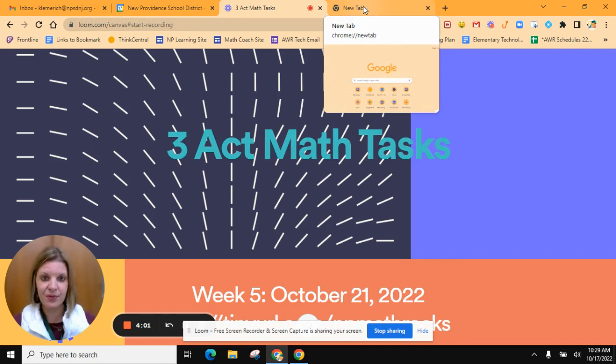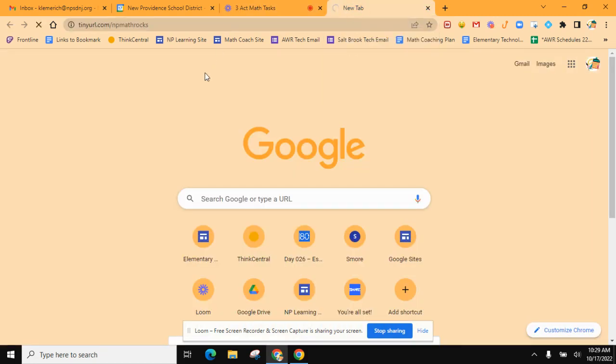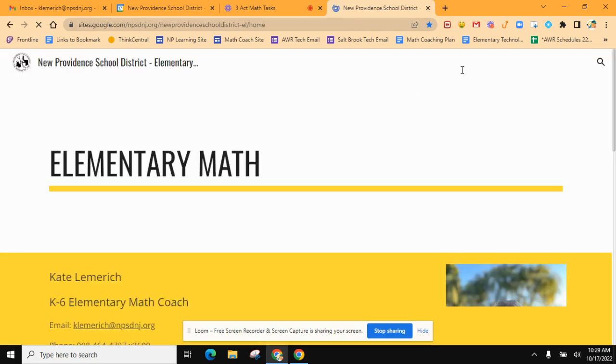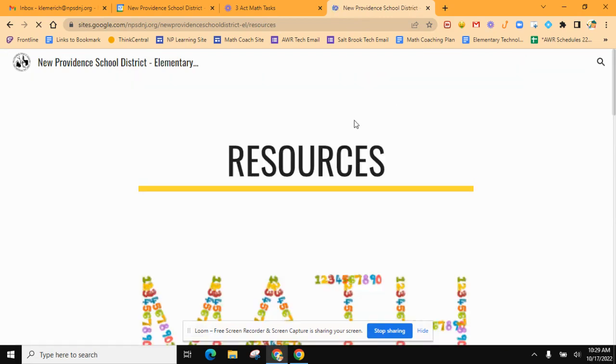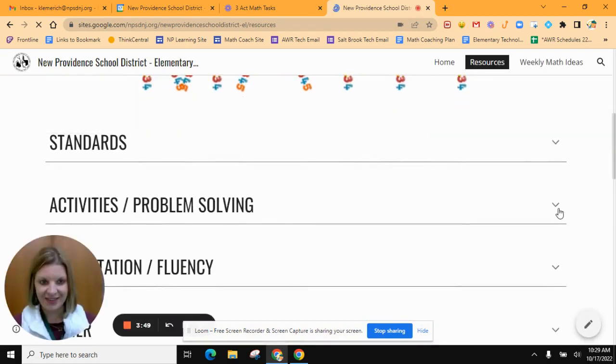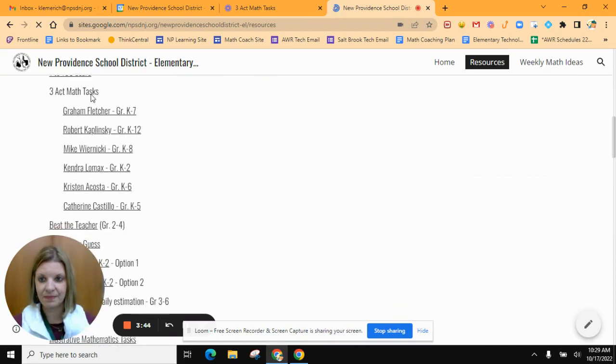So if you go to the website that I created for you, I actually just made some updates for the three-act maths to make it as easy as possible for you to access. So under resources, and if you go down to activities and problem solving, here you'll see three-act math tasks. And then I put the ones that are very popular and also relevant to your grade levels here.